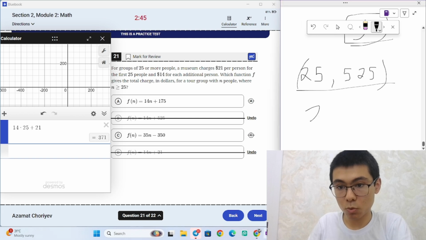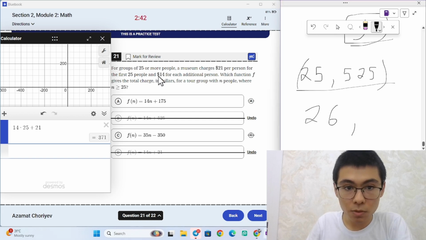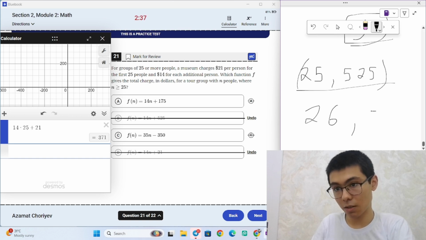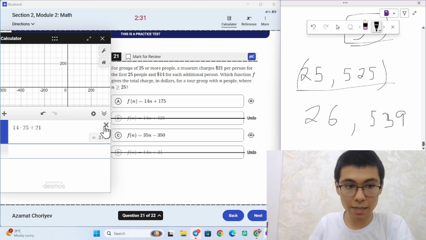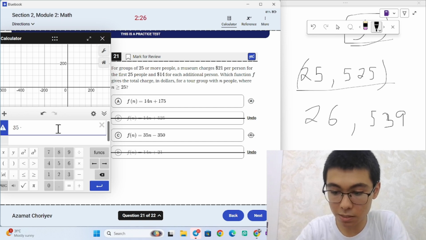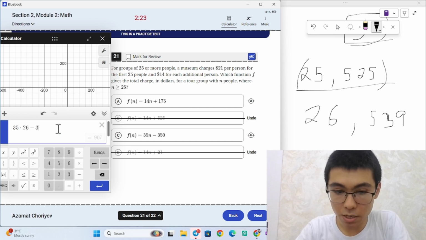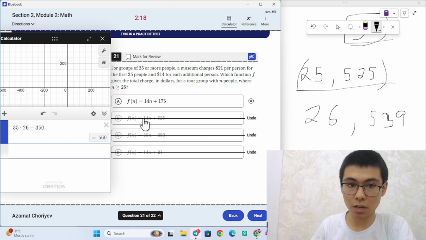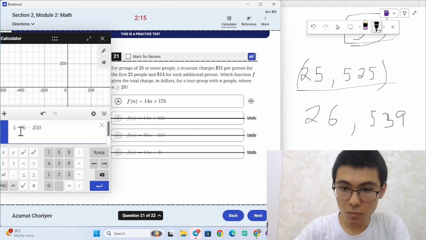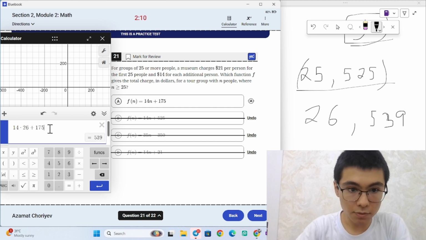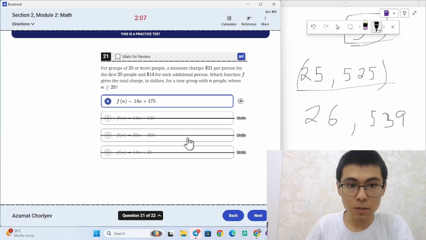So what we can do is put 26 here, and for each additional person, it's $14. That's why we can add 14 here, 539. So now let's see between A and C. First let's start with C. 35 multiplied by 26 minus 350. No, it shows 560, but we want this number, so C is wrong. What if we put A, 14, it's going to be plus 175. Yeah, correct. So it's correct.